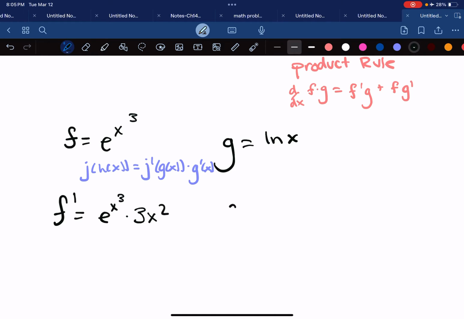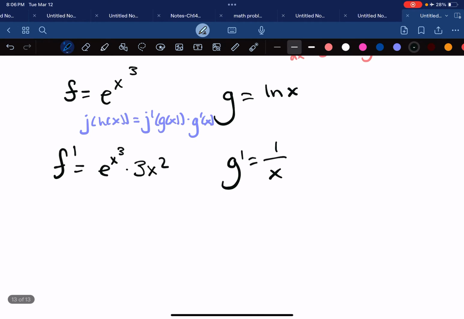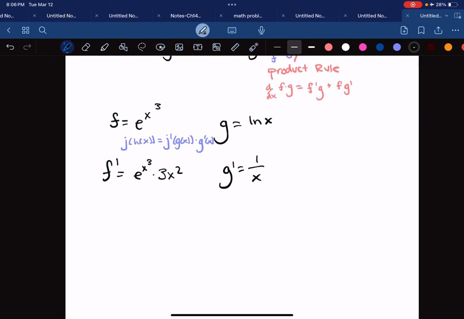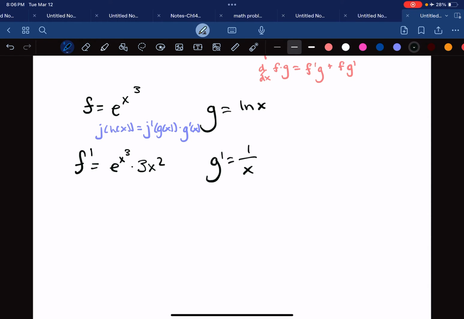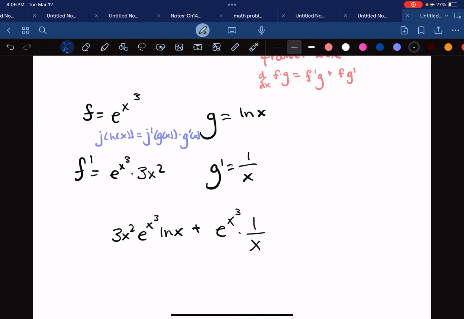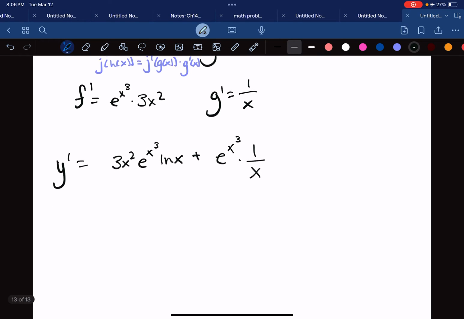And now my second function, my g function: the derivative of the natural log of x is just 1 over x. So now I'm going to go to my product rule. I have my f derivative, which is 3x squared times e to the x cubed, times my g, which is the natural log of x, plus my f, which is e to the x cubed, times 1 over x. And this is what my y prime is equal to.